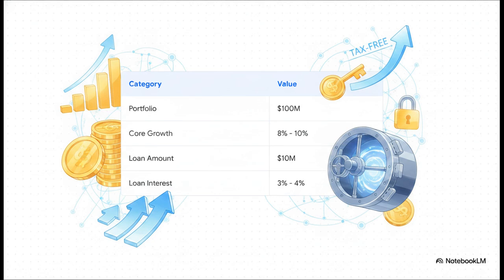Let's look at a hypothetical $100 million portfolio. Let's say it has a core growth of 8 to 10% annually. If the owner needs $10 million to fund a new project or just fund their lifestyle, they simply take a loan. The loan cost is maybe 3 to 4% interest. The result? The core wealth of the billionaire easily outpaces the cost of their borrowed capital. They use tax-free borrowed money to live on, while their main portfolio just keeps growing completely untouched.